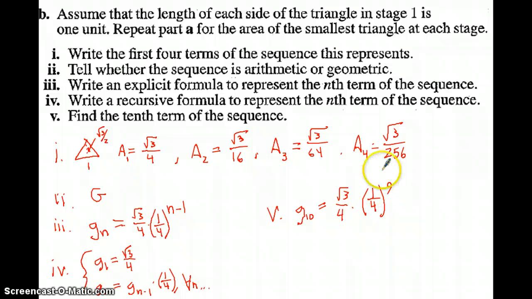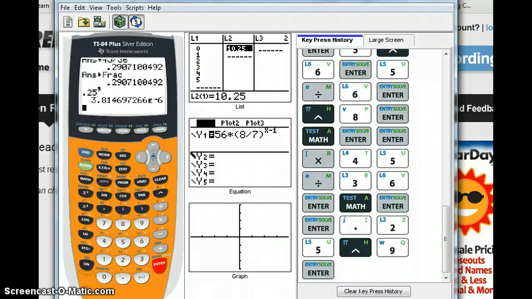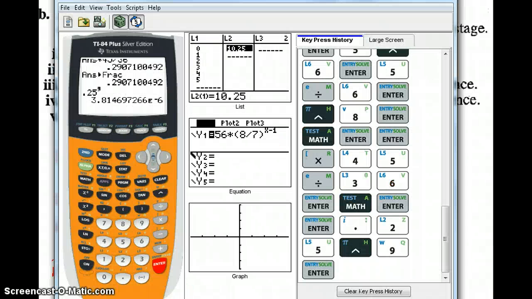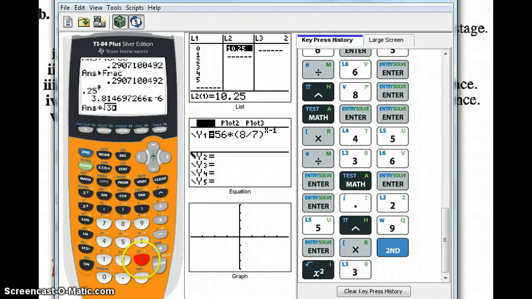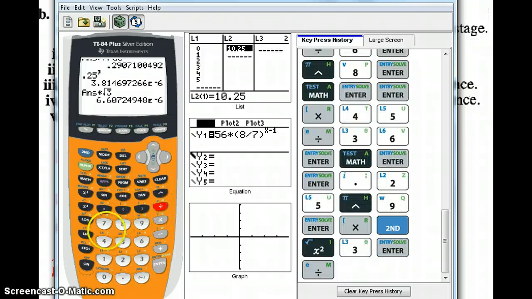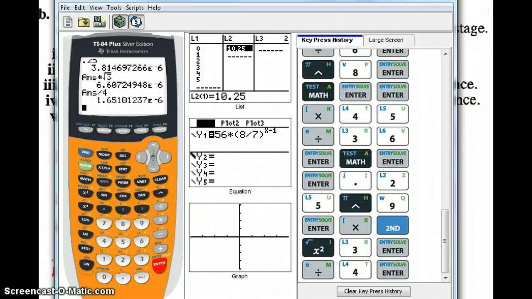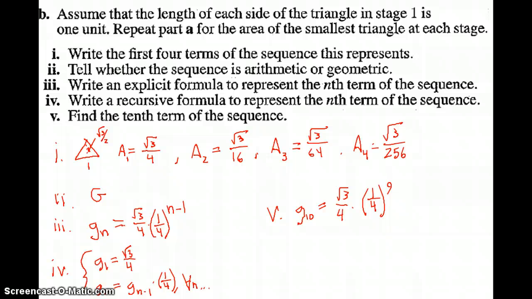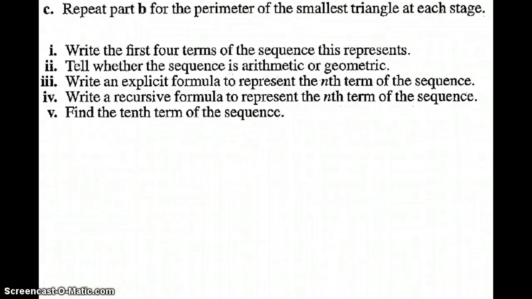Okay, so I had 1/4 to the 9th power times the square root of 3 over 4. Let's do that. Times the square root of 3 and divide it by 4. It's not going to be a rational number, so we're just going to go ahead and decimal. It's 1.65 times 10 to the negative 6th. It's really tiny, and that's square units of area. Okay, great. I might give you another little problem in here before it's time to go.